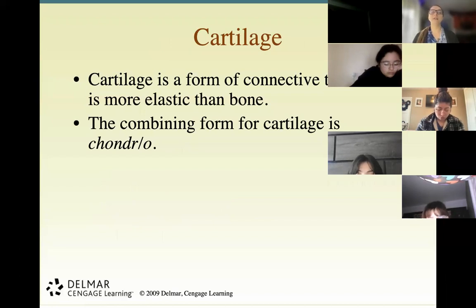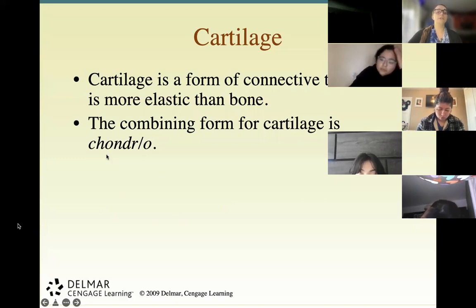All right, moving into cartilage, again part of our bone family. Cartilage is a form of connective tissue, and it's more elastic than bone, so it does have more give than bone. And when it is healing, it actually has a faster healing process because it is a little bit softer. The combining form for cartilage is going to be chondro or chond, depending on those additional vowels that sometimes we add in there. Chond would be the term, but we tend to say chondro because it just sounds a lot better. Whenever you see the dash O, dash I, dash A, that's a connecting vowel.